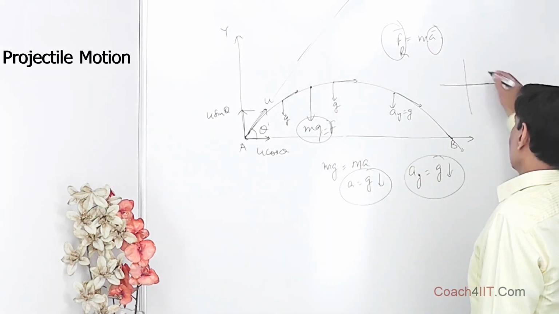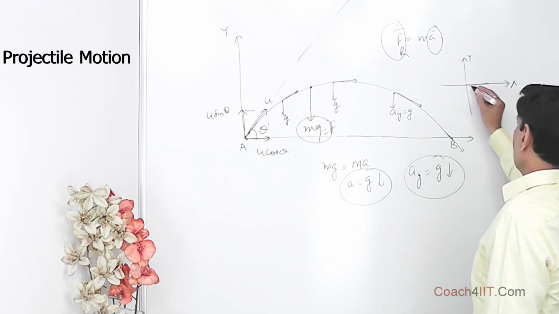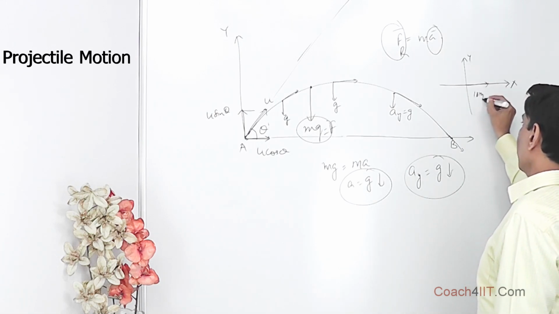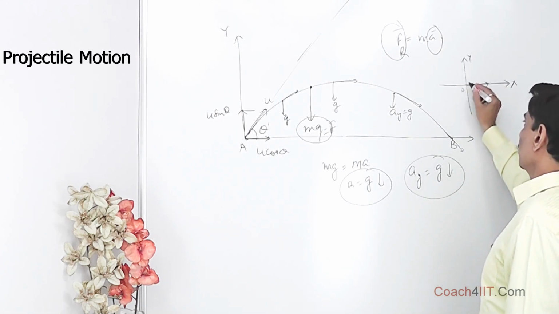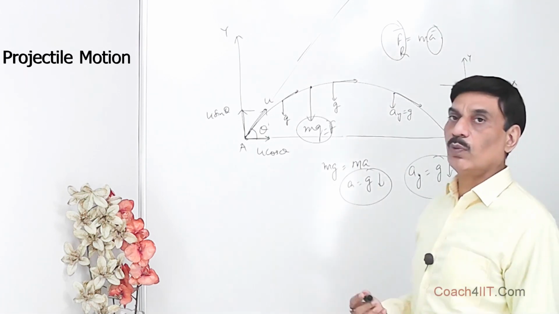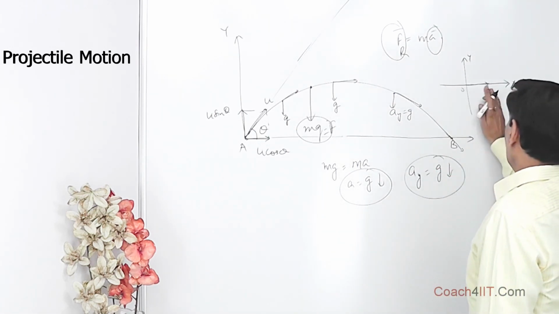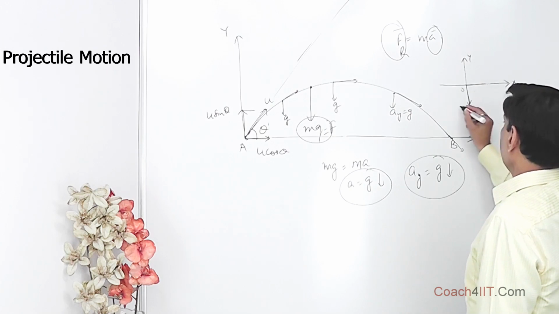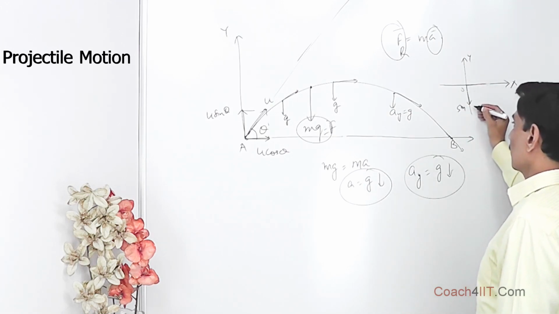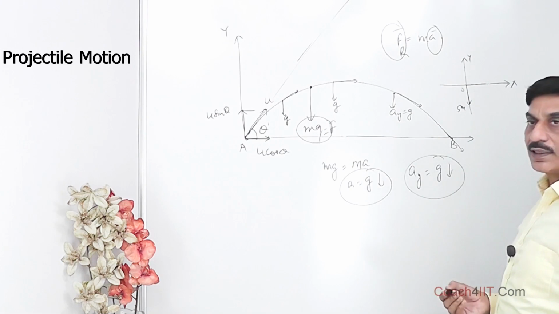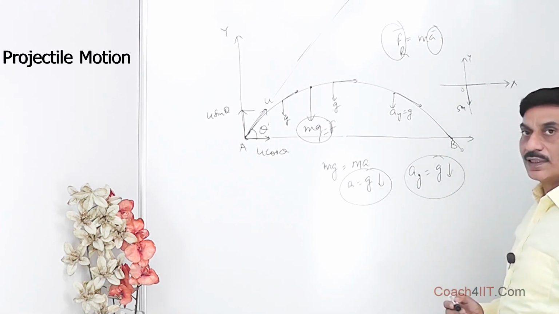If we say this is the x-axis, this is the y-axis, and if a person goes 10 meter along the x-axis, how much has he gone along the y-axis? He has gone 0 meter along the y-axis. Similarly, if a person has gone 5 meter purely along the y-axis in this direction, how much has he gone along the x-axis? He has gone 0 meter along the x-axis.